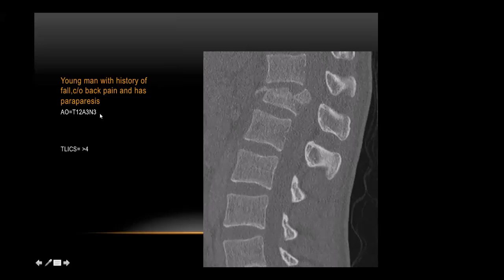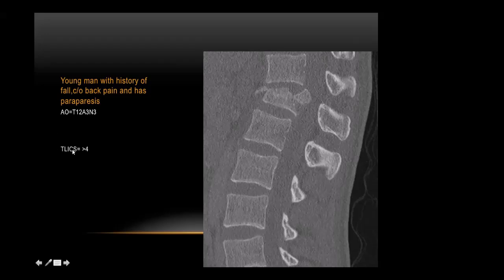Just take it. If you don't remember it, no problem. There is some neurology. We know paraparesis means it's not complete, it's incomplete. And A3 means a burst fracture. Is it a complete burst or incomplete burst? It's incomplete burst, because the inferior end plate is intact. End plate is fine. It's an incomplete burst.